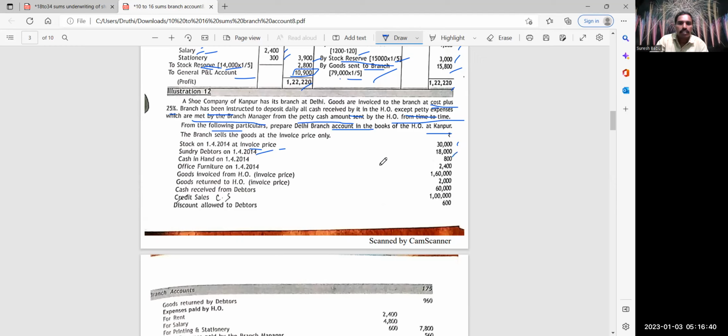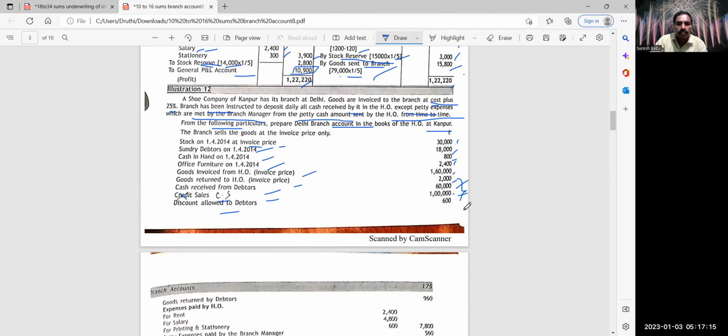Opening sundry debtors 18,000, opening cash 800, office furniture 2,400, goods invoiced 1,60,000, goods returned 2,000, cash received 60,000, credit sales, okay, that is 1 lakh rupees. So this is cash sales. Sorry, it is not credit, it is cash sales. See, it is being recorded. Please change this. Cash sales 1 lakh. Okay, we'll just check it.